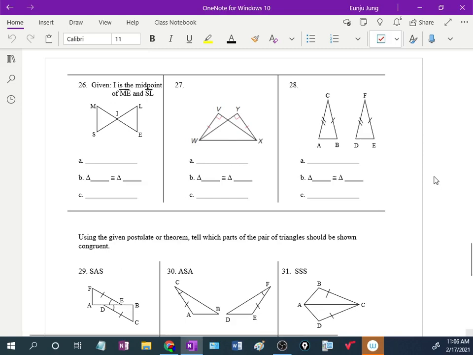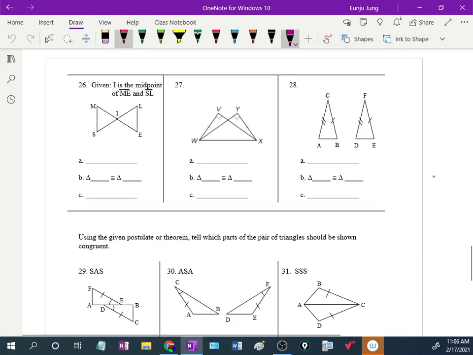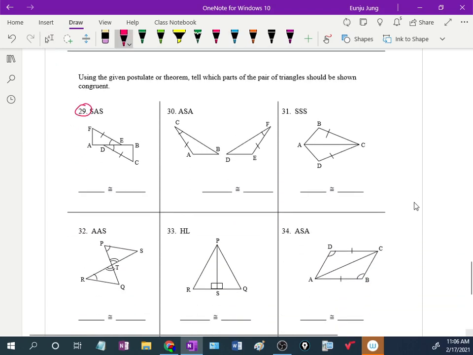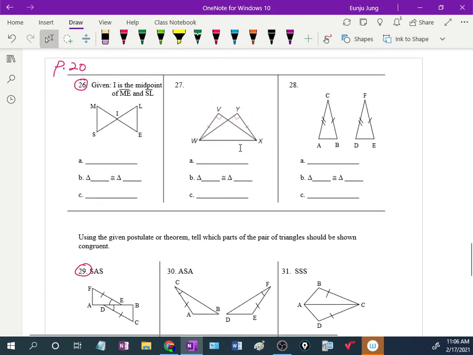In this video, we are going to talk about triangle congruence postulates and theorems once again. This is from the review paper on your worksheet, and this is page number 20. I will go over number 26, 29, and 32 in this video. So let's look at the first column questions.